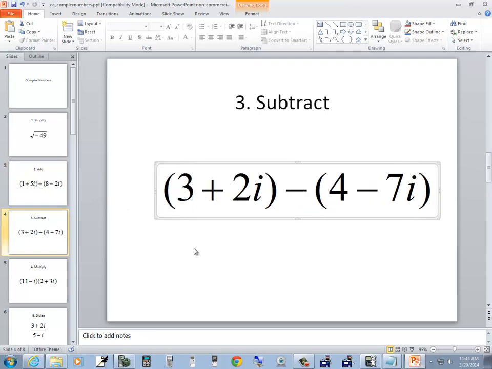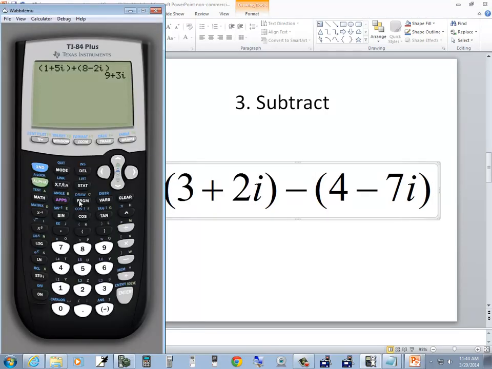Let's take a look at subtraction. Again, we pretty well type in exactly as you see it. I'm pressing clear a couple of times to clear the screen. Okay, do a beginning parenthesis, 3 plus 2, second decimal, closing parenthesis, minus, and then a beginning parenthesis, 4 minus 7, second decimal, and then close parenthesis, and then enter. And our answer is negative 1 plus 9i.